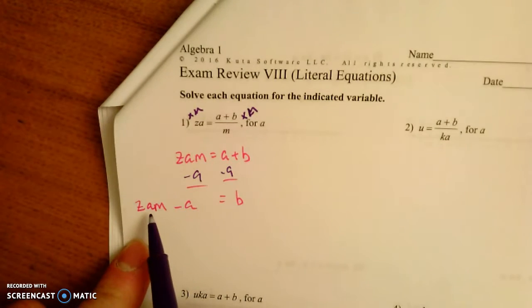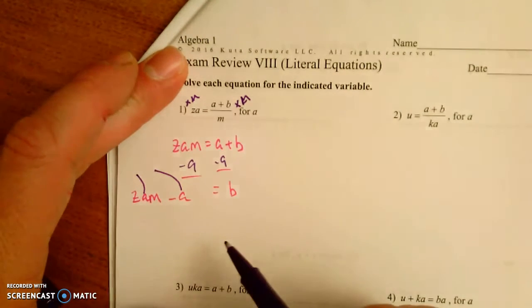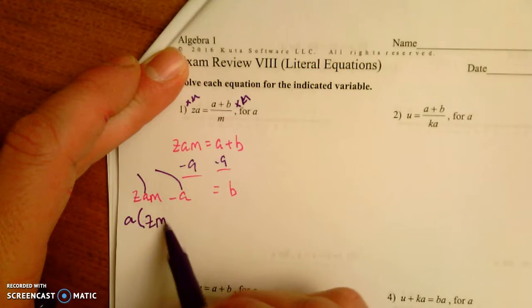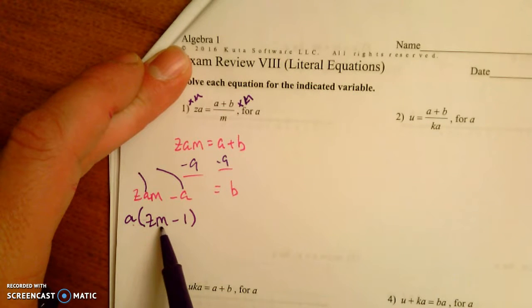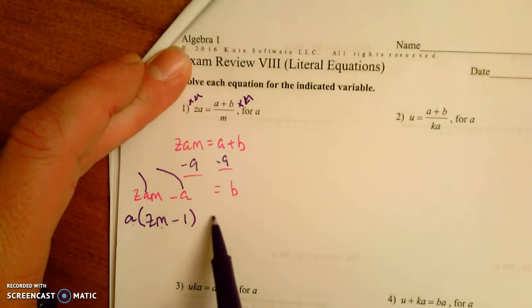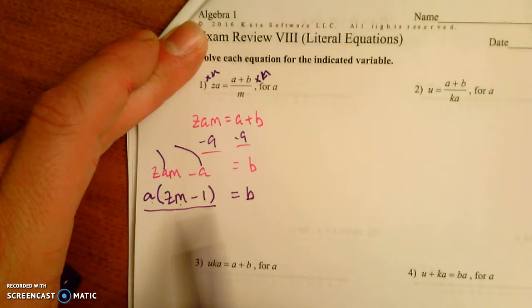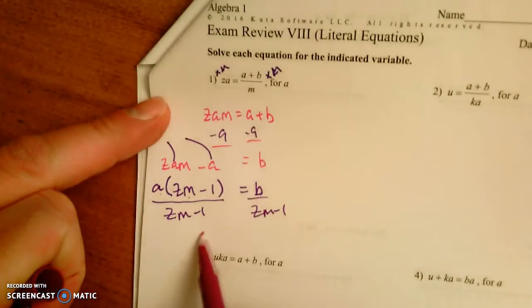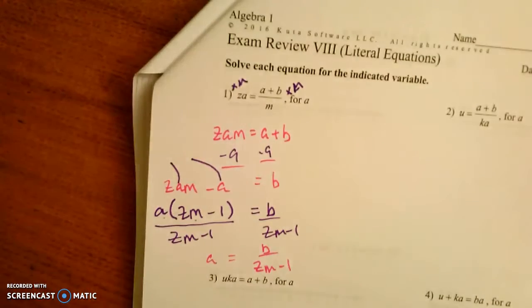Notice there's an a here and an a here, and this is kind of a reverse distributive property. We're going to pull the a out, and what's left over is zm minus 1. So if we were to multiply the a back in, it would be zam, and then minus just the a, equals b. Now I've got a times something equals b, and if we divide by that something, we'll isolate the a. So we end up with a equals b over zm minus 1.